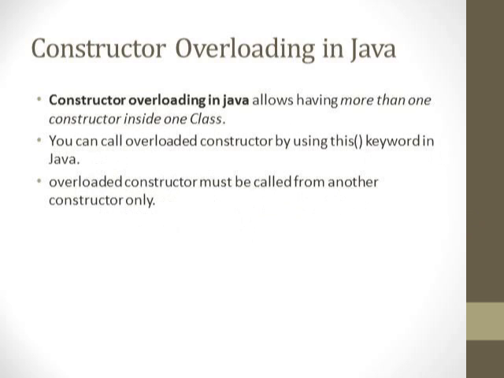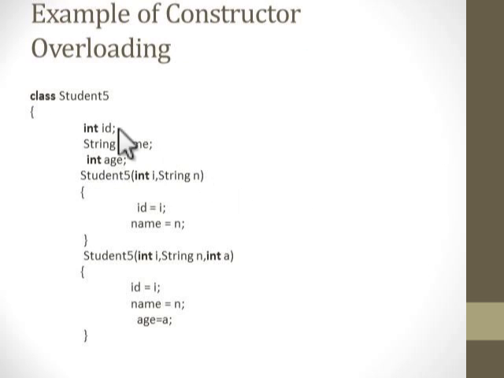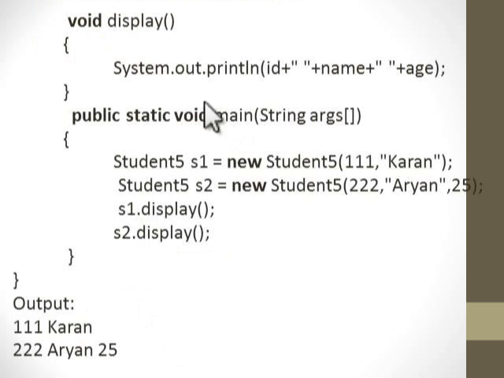Let's see the example of constructor overloading. We create a class Student5. In this class we create two constructors. In the first constructor we pass integer i and string n. In another constructor we pass integer i, string n and integer a. Here id is equal to integer id, n is equal to string name, and a is equal to integer age. Now we create another method, void display, to print id, name and age.